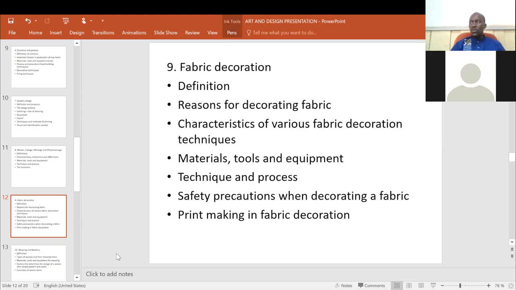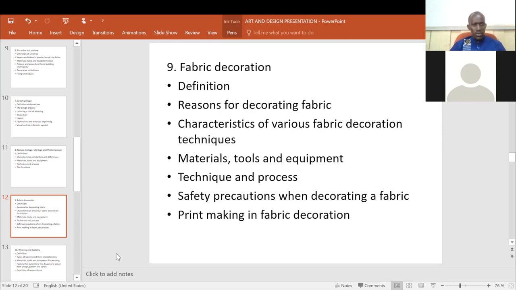What makes the difference between tie and dye and batik? And what makes the difference between printmaking in fabric decoration and probably batik? Now, when you're talking about printmaking, there are various ways of creating prints on fabric. We talk about silk screen printing, stencil printing, block printing, and so on and so forth.